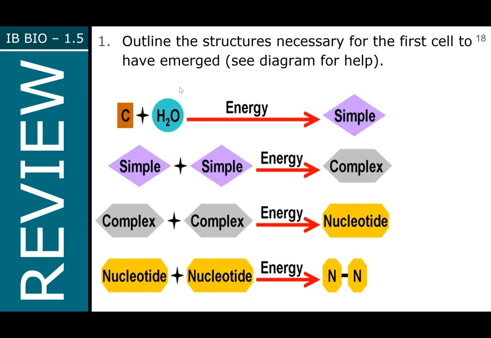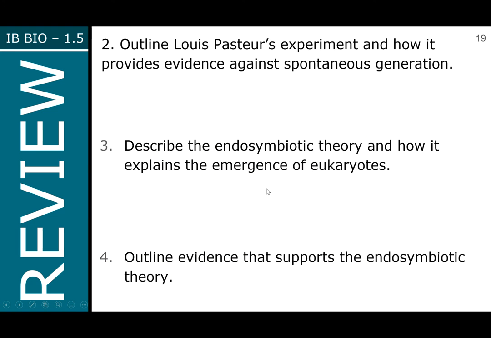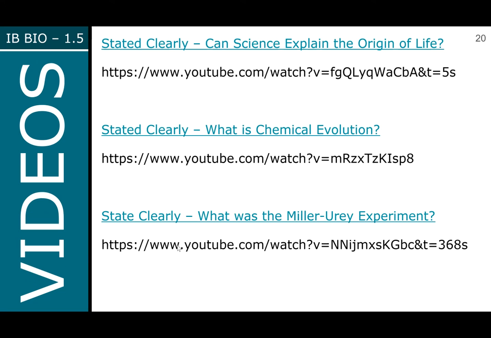So at this point, you should be able to understand and answer these review questions. The first one is outline the structures necessary for the first cell to have emerged, right? And you can use this to help you. You should be able to outline Pasteur's experiment and explain how it provides evidence against spontaneous generation. You should be able to describe endosymbiotic theory and how it explains the emergence of eukaryotes. And you should outline evidence that supports endosymbiotic theory.